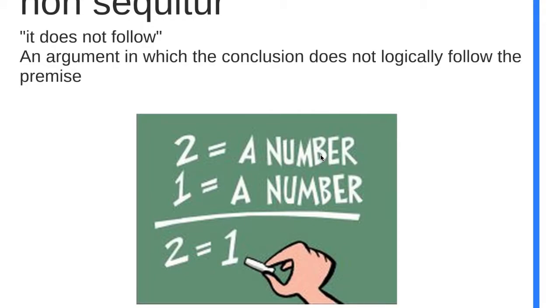Number 2 is a number. Number 1 is a number. Those are true statements, but number 2 does not equal number 1. Try that next period and see how it goes, but I'm pretty sure that one will end up getting marked wrong.